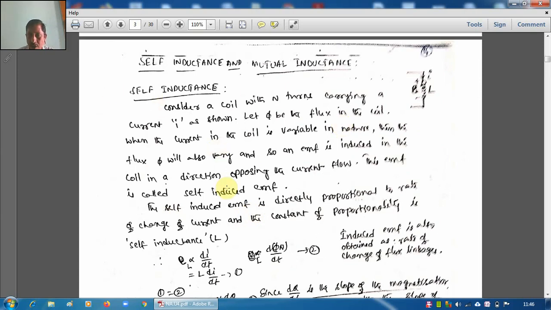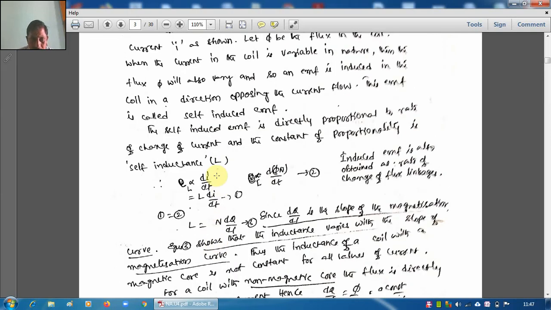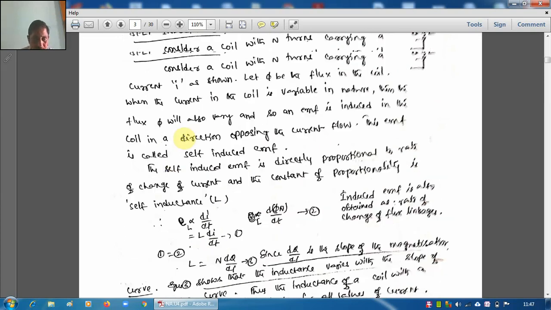Self-inductance. We have already seen inductance. It is measured in henries and it is the property of the magnetic coil. We have seen that inductance is the ratio of flux linkage to the current.